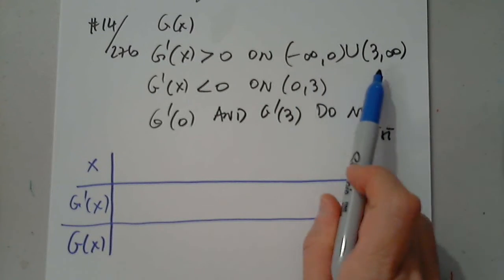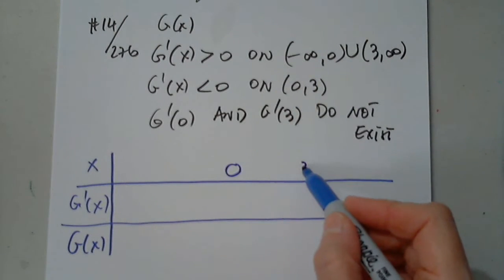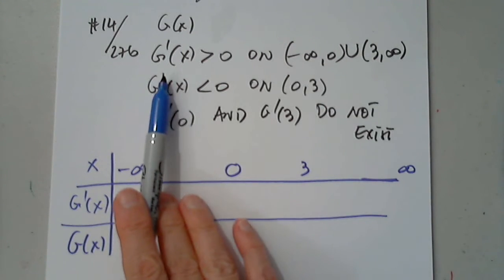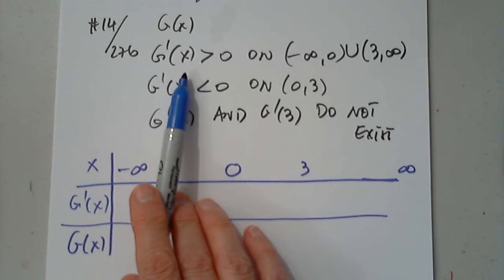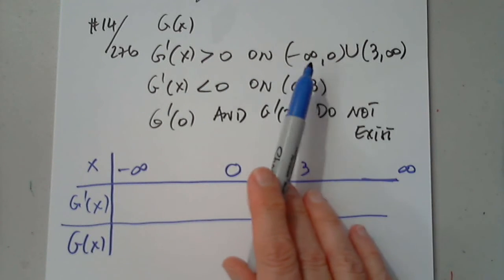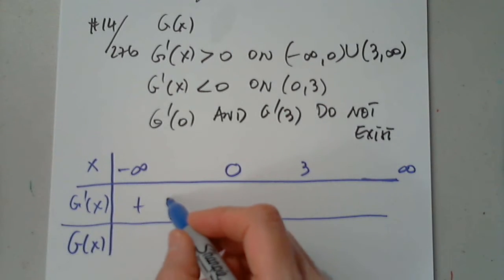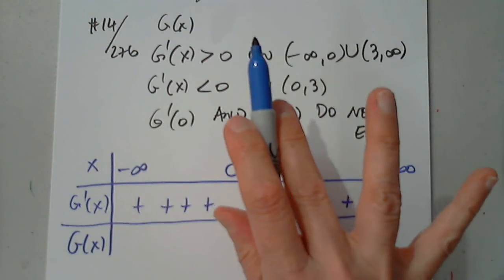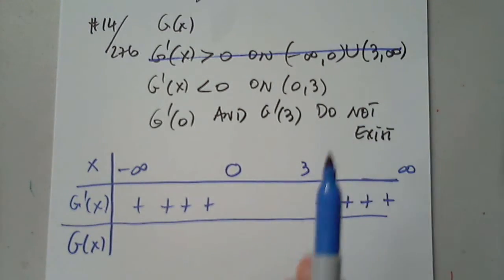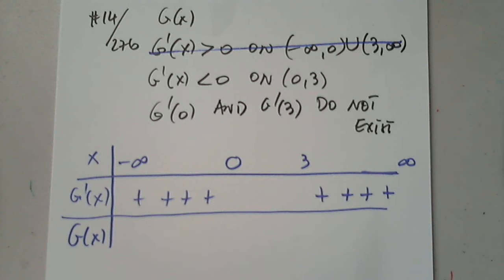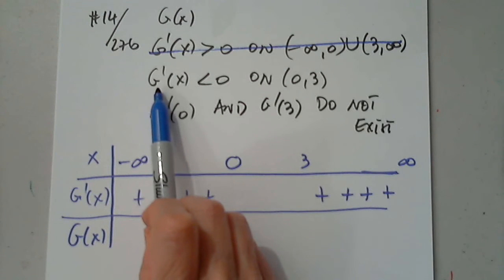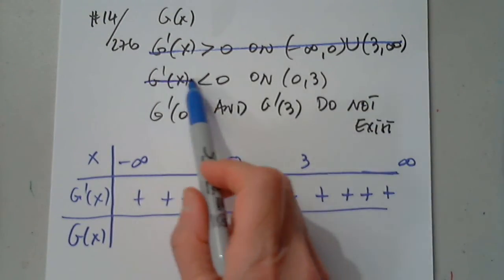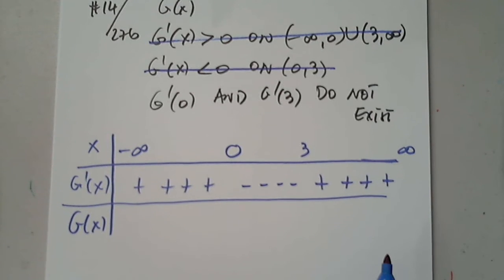So I see 0 and 3. I see negative infinity and infinity. And I am told that the first derivative is positive between negative infinity and 0. Awesome. And it's positive between 3 and infinity. Don't cross out anything. That is in my table now. I don't care about it anymore. Then it says that this first derivative is less than 0 on the interval 0 to 3. Done. Don't cross it out. I'm just trying to make a point.